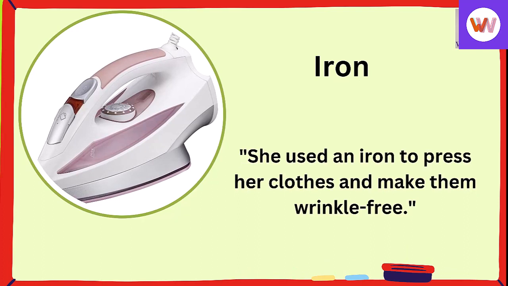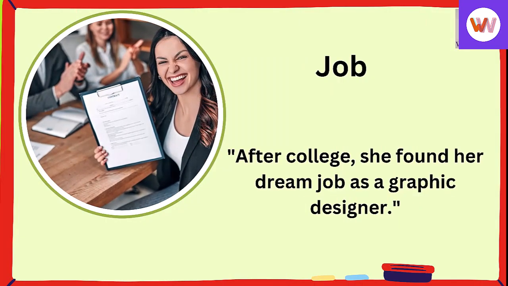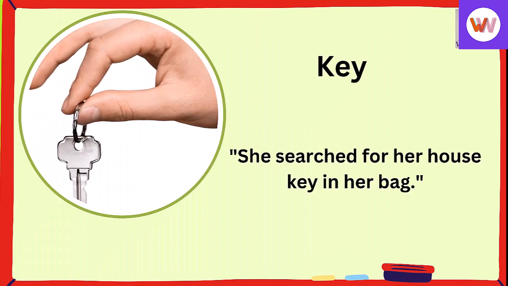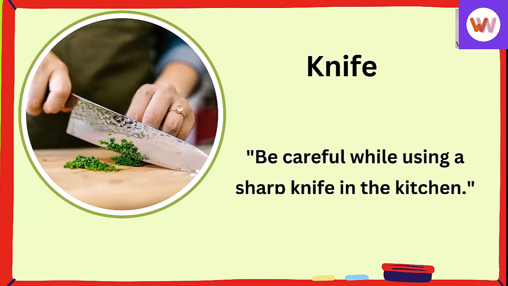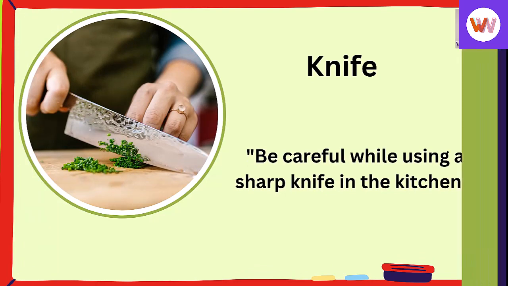Iron. She used an iron to press her clothes and make them wrinkle-free. Job. After college, she found her dream job as a graphic designer. Key. She searched for her house key in her bag. Knife. Be careful while using a sharp knife in the kitchen.